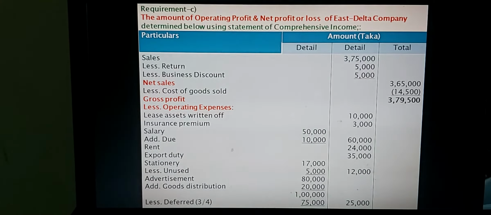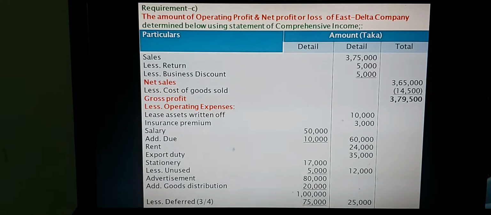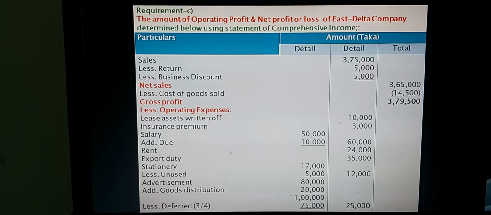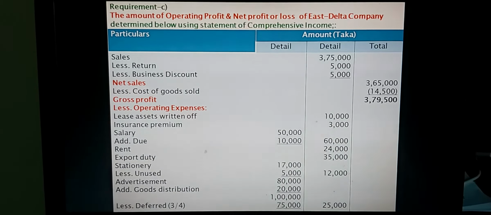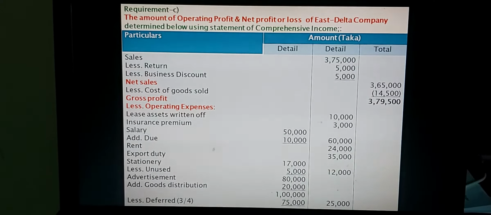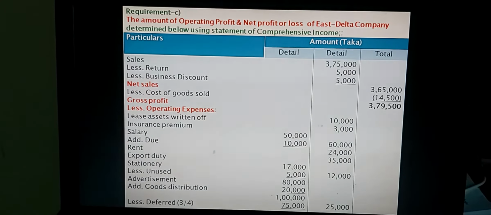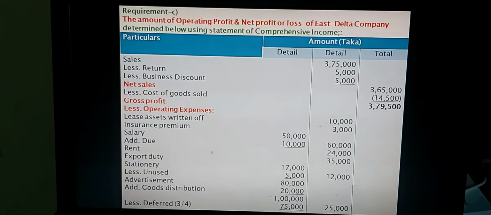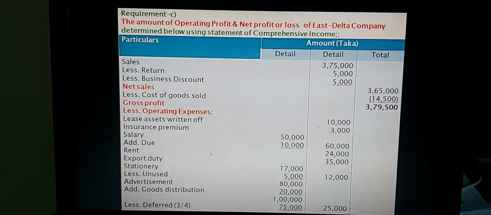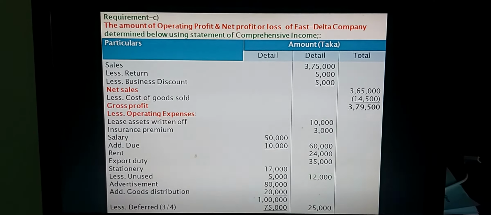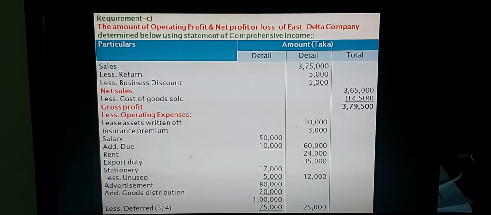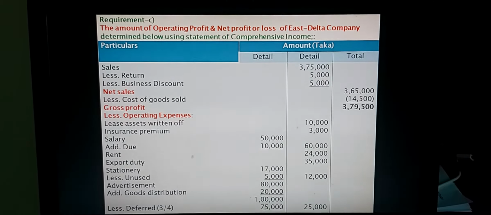Then next stage for operating expenses. Operating expenses always to be deducted from the gross profit for finding out the operating profit. So operating expenses are available in trial balance and adjustment. Much more items for operating expenses in this math. First one, lease assets written off. Lease assets, one kind of fixed asset, but in trial balance, lease assets for 20 years. This is to be written off.